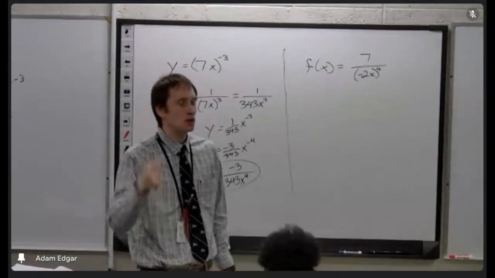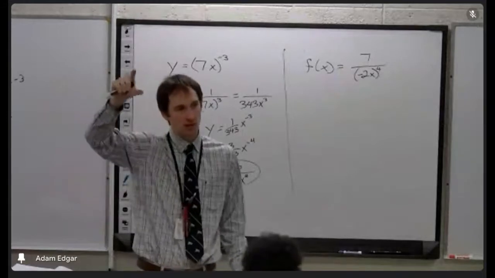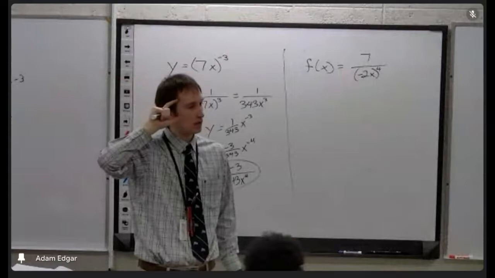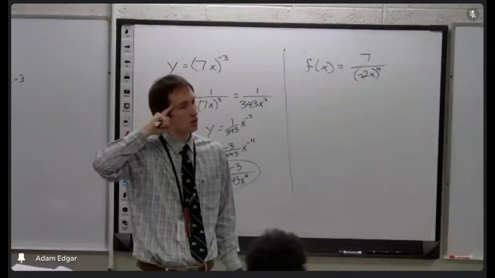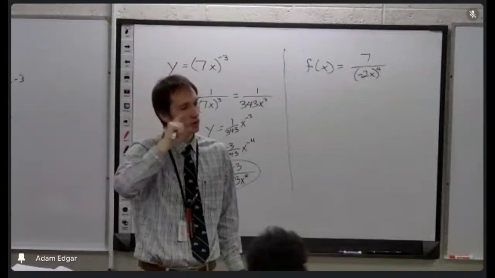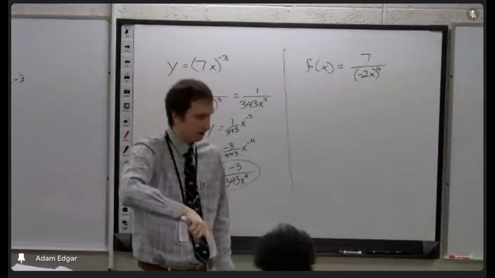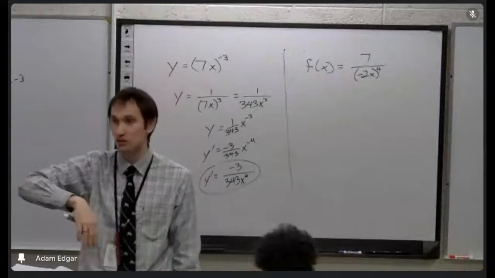You forgot to bring x up out of the denominator before you did the power rule. You can reduce that fraction, and when you throw x back into the denominator at the end, it makes the exponent positive. You can reduce your fraction.